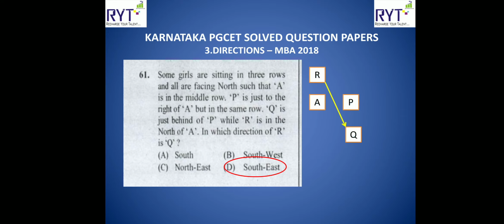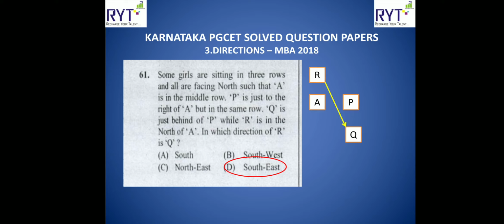Let us understand the next question. This is from MBA 2018. Some girls are sitting in 3 rows and all are facing north, such that A, capital letter A, is in the middle row. So we put A in the middle row. Then capital P is just to the right of A. So next to A I have put P, but in the same row. So in the same row I have put P.